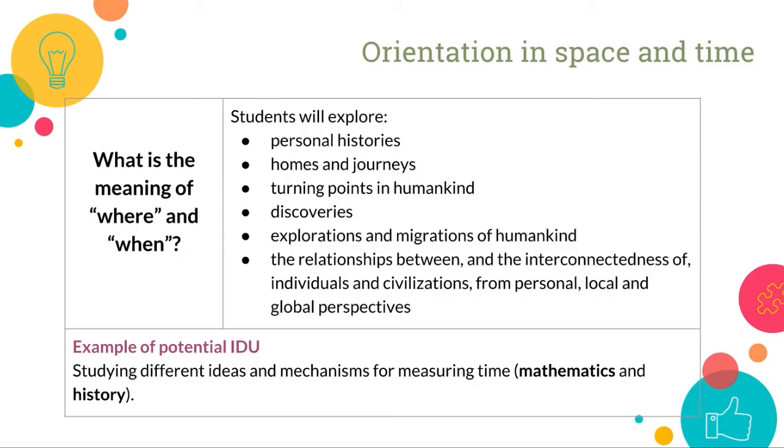Another one, orientation in space and time. It answers the question, what is the meaning of where and when? What do students explore here? Personal histories, homes and journeys, turning points in humankind, discoveries, explorations and migrations of humankind. An example of a potential unit could be studying different ideas and mechanisms for measuring time. This is definitely just like the example we have seen in the video. Mathematics and history.